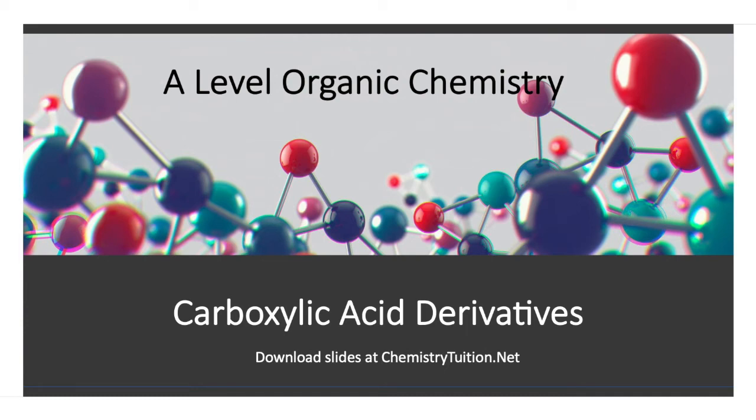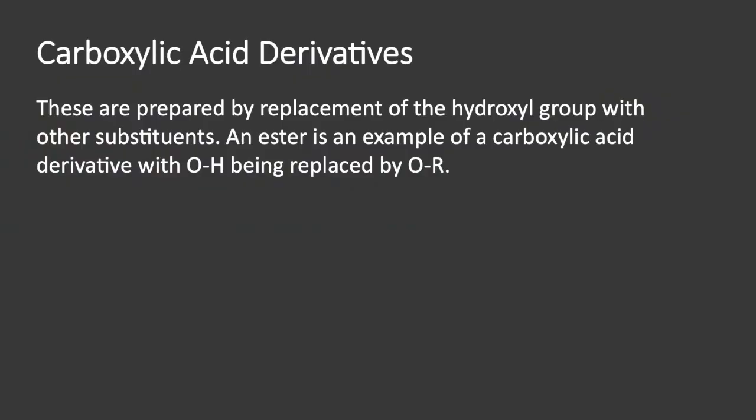So we're going to look at a few carboxylic acid derivatives now. These are just molecules where we've replaced the OH group with another group. So an ester, which we've just met as an example of that, where we've replaced the OH with an oxygen bonded to a carbon chain of some sort.